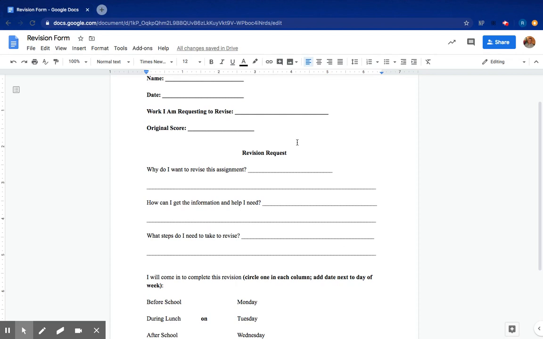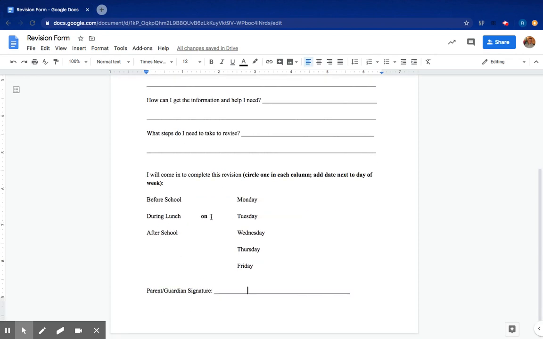Make sure you turn this in before the date that you're coming in so I can have any materials prepared that I might need to have. So that's how to fill out your revision request form. If you have any questions on this, please let me know.